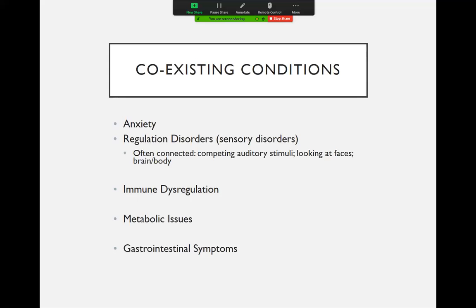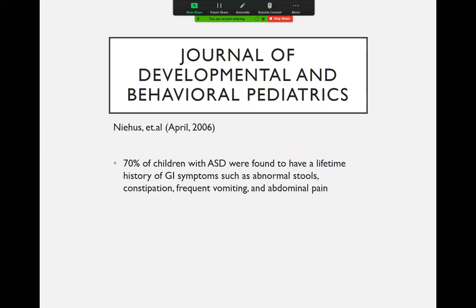The immune dysregulation, we've got lots of families and children who report multiple different immune disorders, metabolic issues, and those GI symptoms. This is a study that was done back in 2006, in the Journal of Developmental and Behavioral Pediatrics, that 70% of children with ASD were found to have lifetime history of GI symptoms such as abnormal stools, constipation, frequent vomiting, and abdominal pain. They'll describe a lot of fluctuating diarrhea versus constipation issues, vomiting that can occur with no true illness. The child's not ill. They don't have a stomach virus, but they can throw up. And then just abdominal pain that's sometimes very difficult to explain.